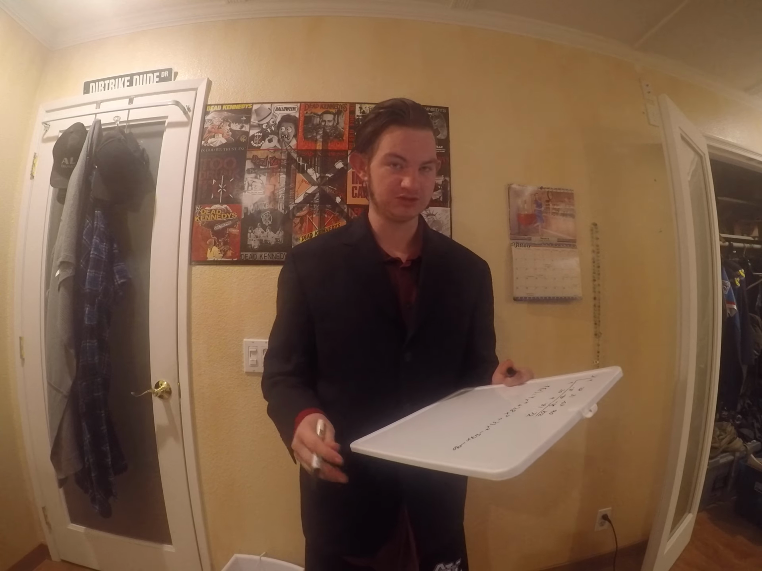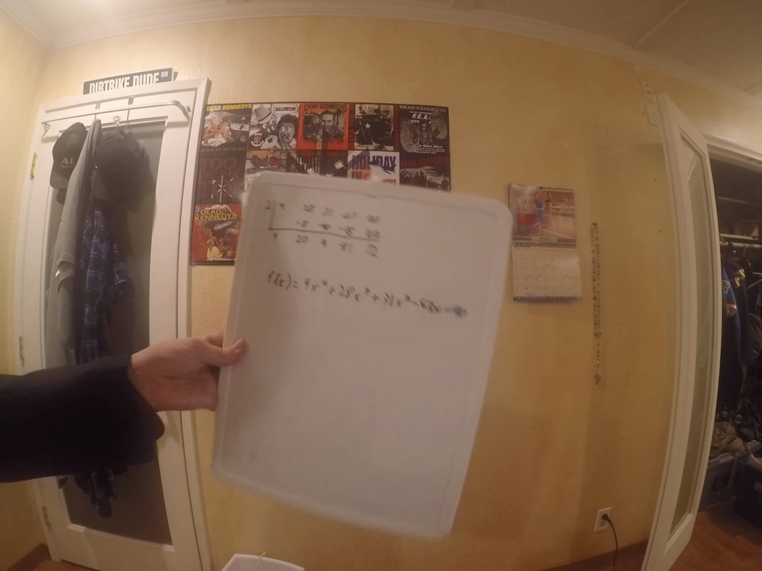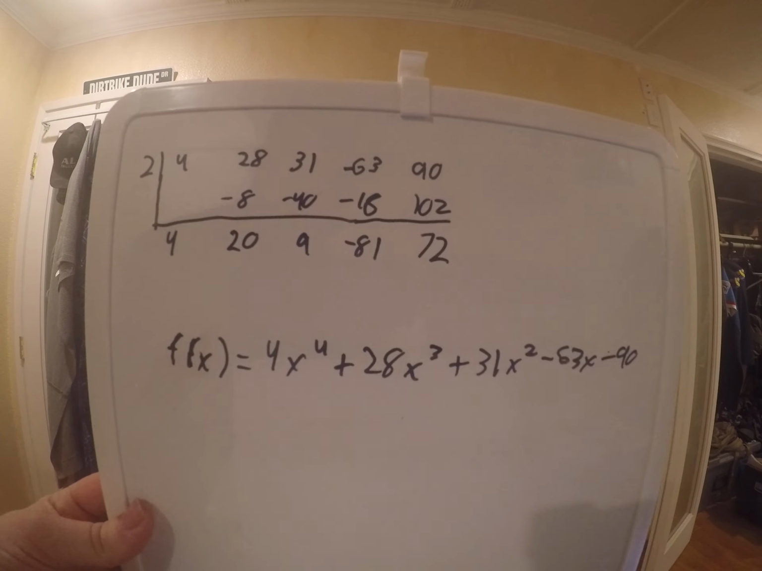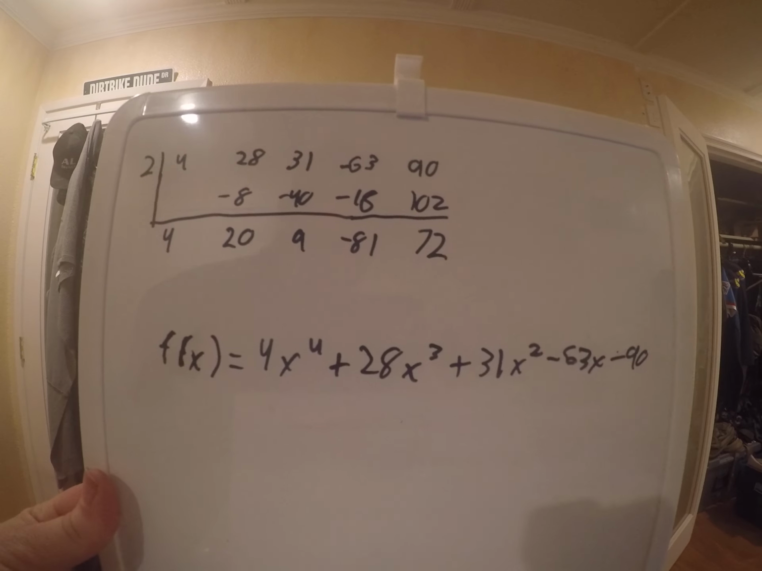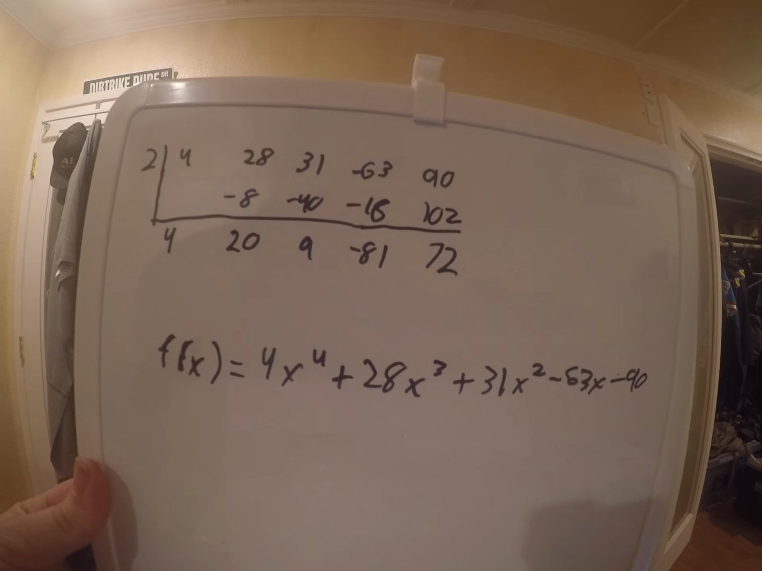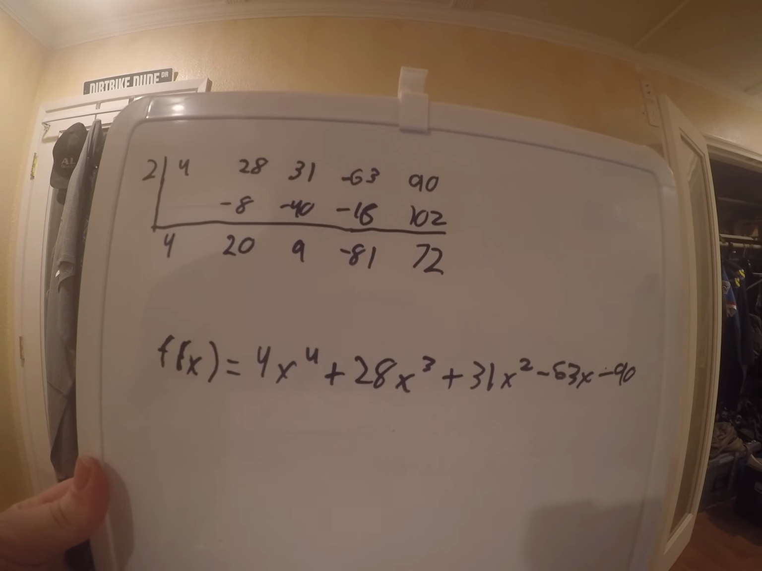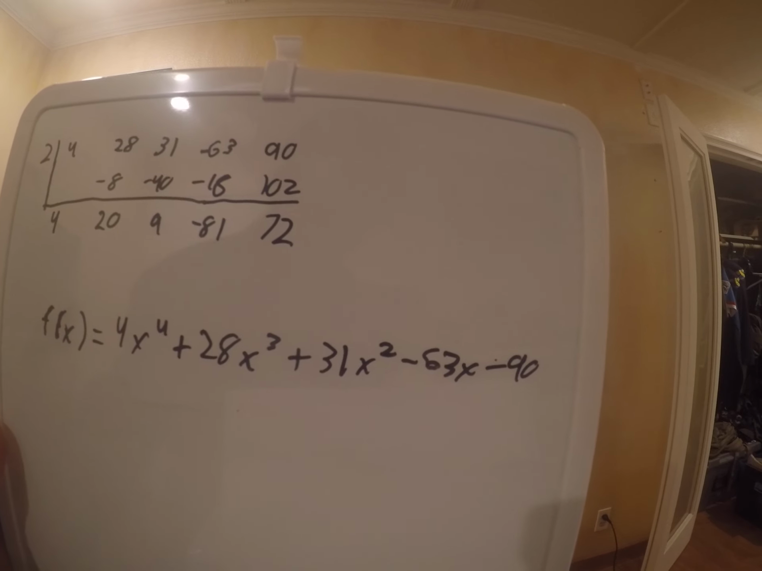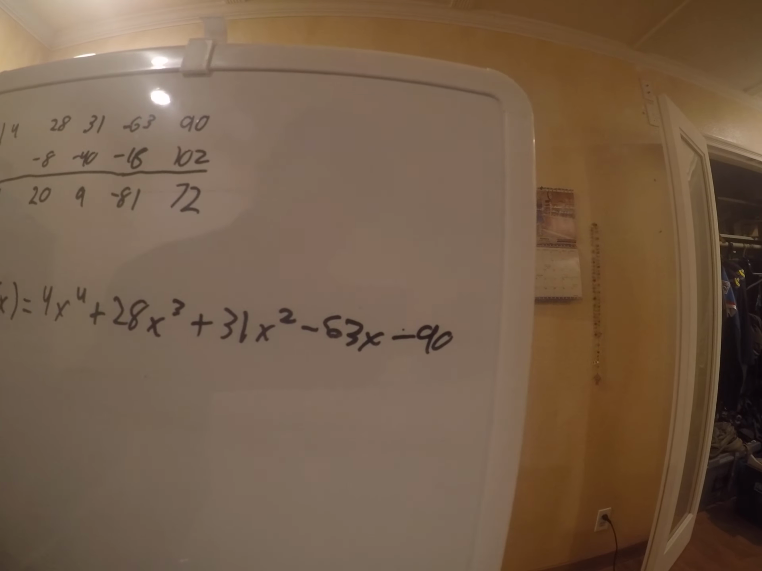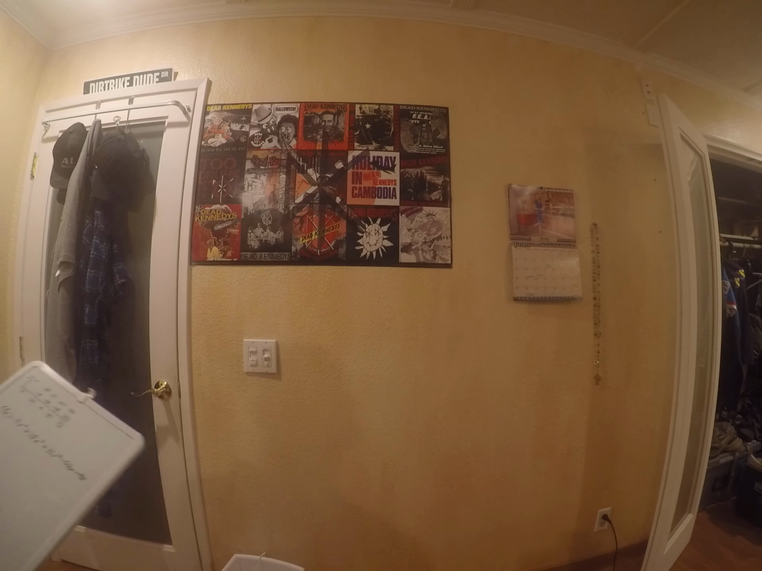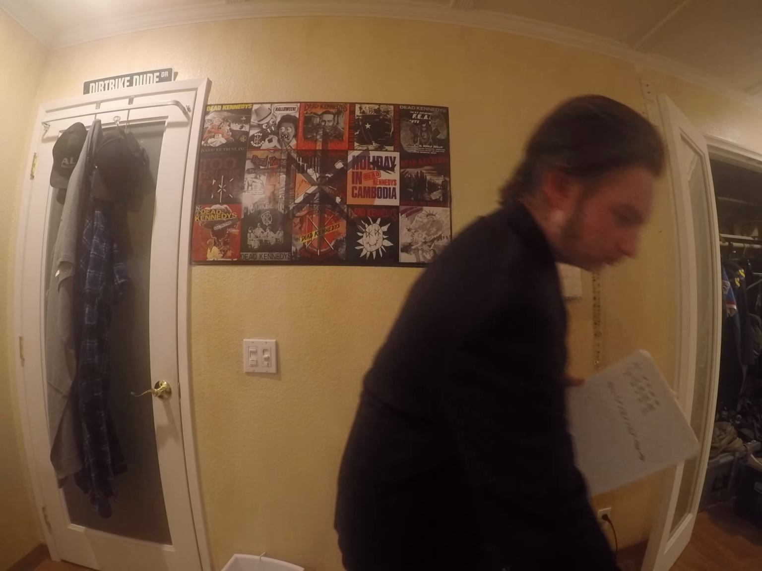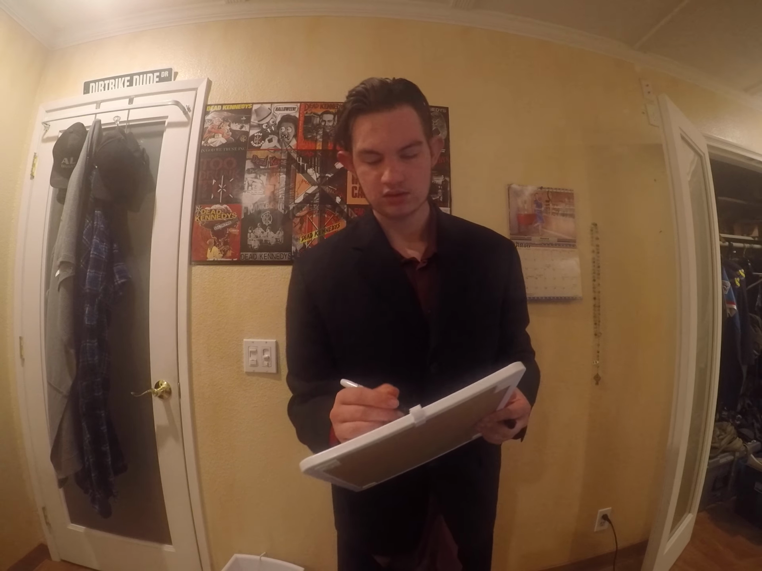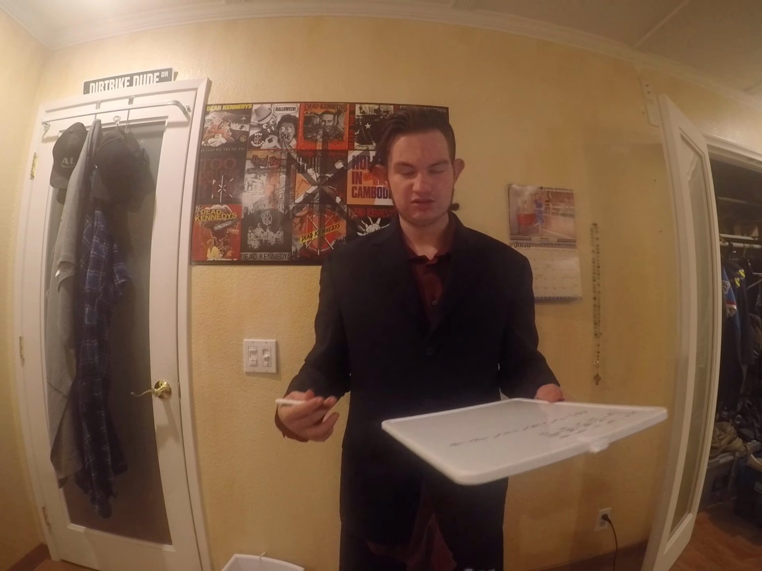So our original equation is f of x equals 4x to the 4th plus 28x to the 3rd plus 31x squared minus 63x minus 90. So using synthetic division, because that's what was used in our example problem, let's try to figure this out.